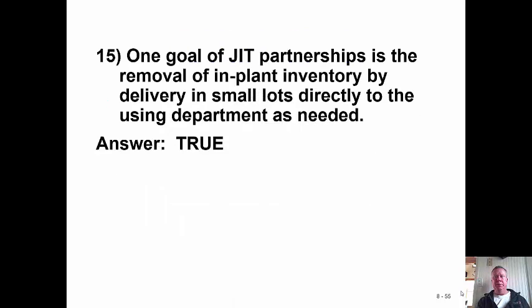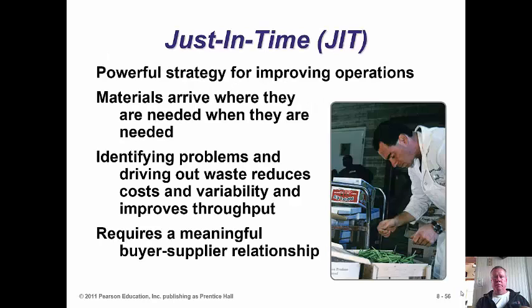Just-in-time partnerships. Yep, small lots. So again, factories are going to be built a little bit smaller in terms of the actual space, so that there's fewer steps. Because again, stepping from one machine to another, moving stuff around long distances, that's wasteful. So materials arrive when needed. Drives out waste, and the whole buyer supplier relationship.